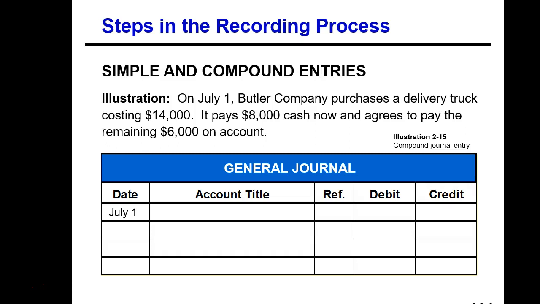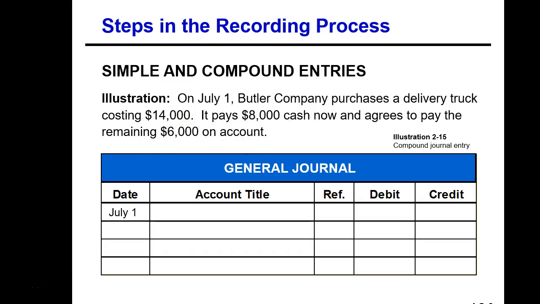So you ask yourself, which accounts are involved in this transaction? You have your truck account, you have your cash account, and you also have a payable account because we still owe $6,000. The truck account is an asset, it's increasing. Cash is an asset, it's decreasing. And the payable account is a liability that's going to increase.